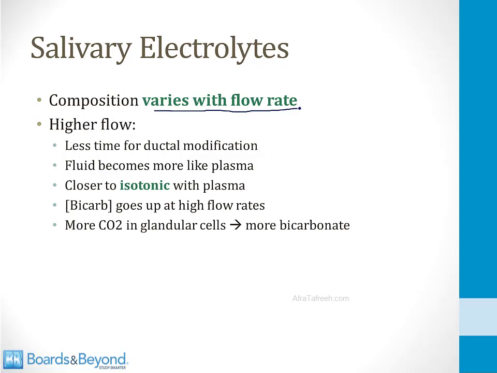This is similar to what happens in the pancreas. When there's higher flow, there's less time for the ductal cells to modify the fluid, so the fluid becomes more like plasma, more like the fluid that was secreted initially in the acinus. It becomes closer to isotonic with plasma.